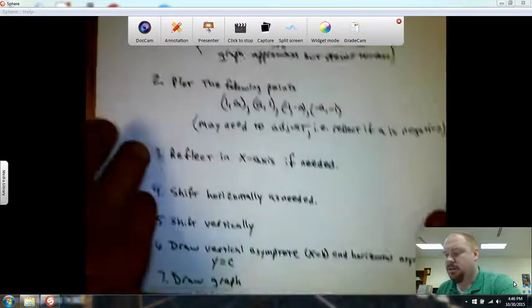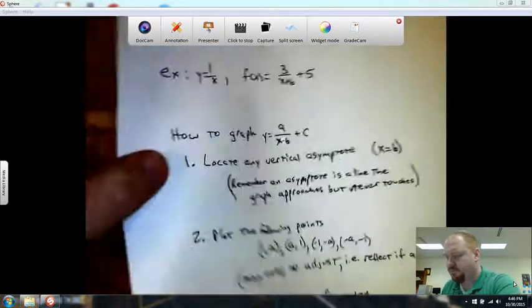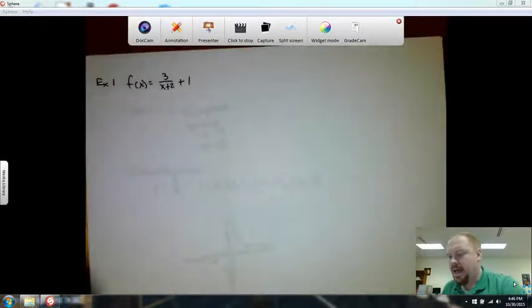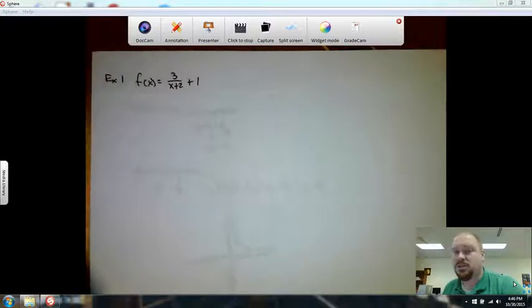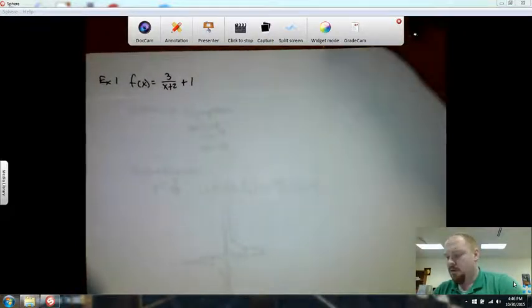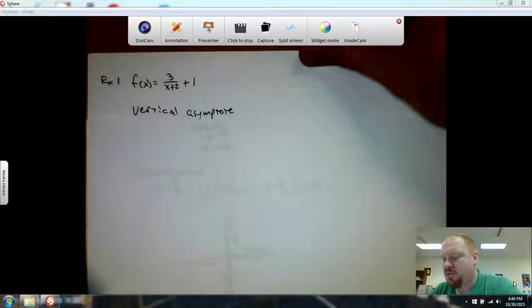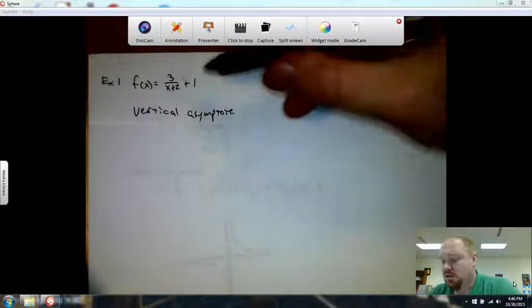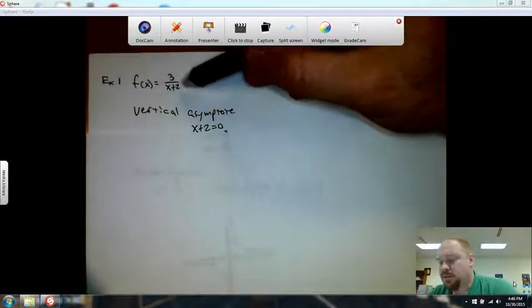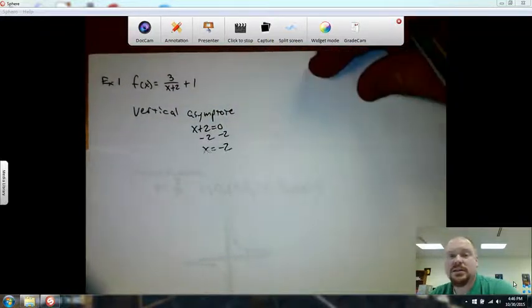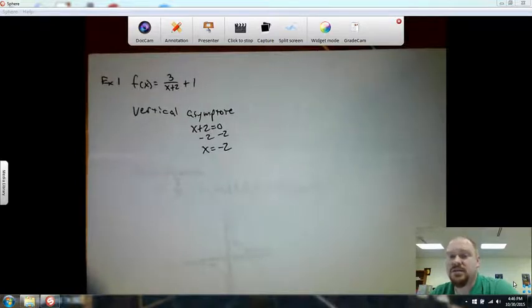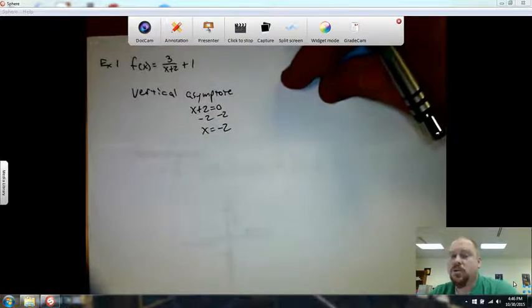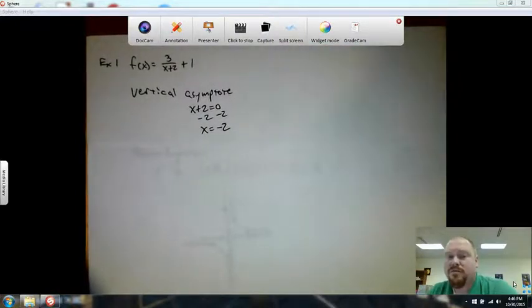Alright, so example 1. I have the equation f of x equals 3 over x plus 2 plus 1. So, my vertical asymptote I get by setting the bottom equal to 0. So, x plus 2 equals 0, subtract 2 from both sides, I get x equals -2. So, that means now I'm going to graph the parent function.